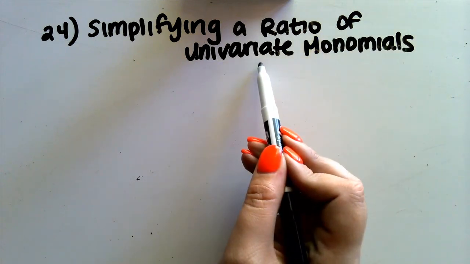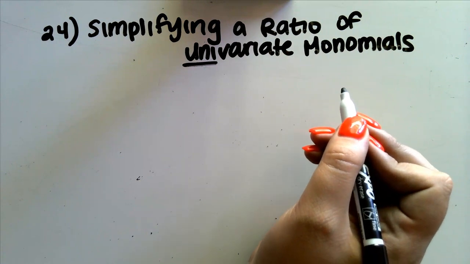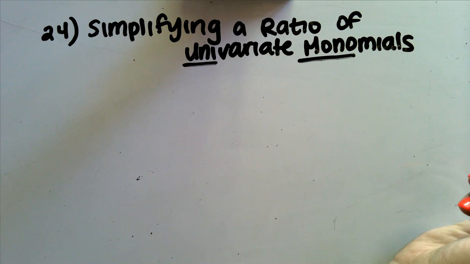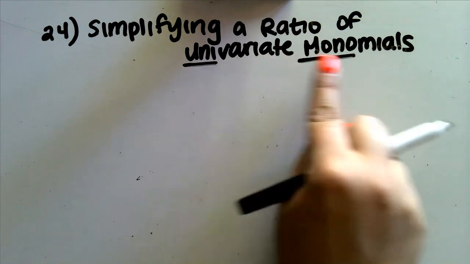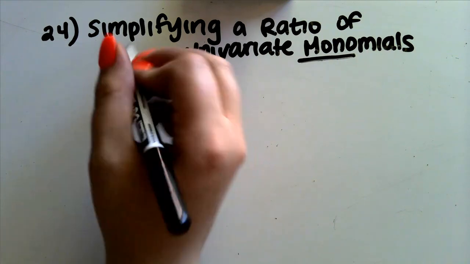Univariate, we already have talked about. We know that whenever we see this prefix uni, that means one, so one variable, and then monomials. This also means one term. So one variable, one term. And I will give you an example of what that looks like here.